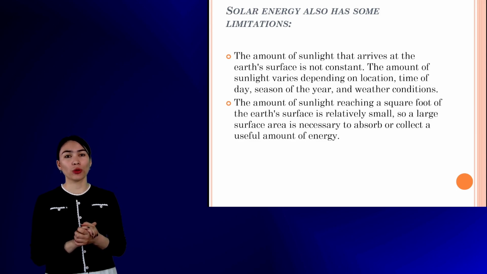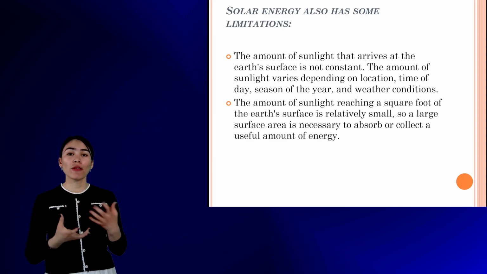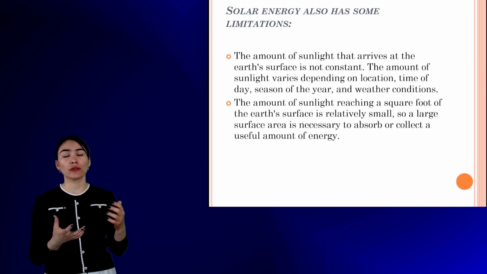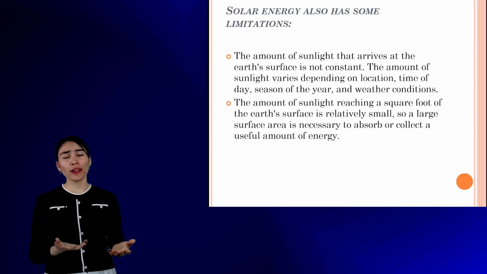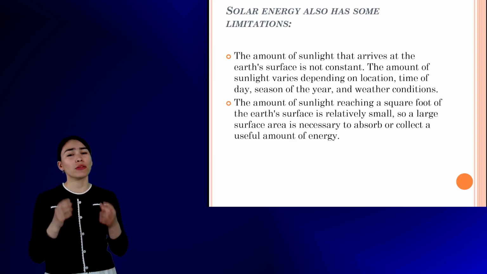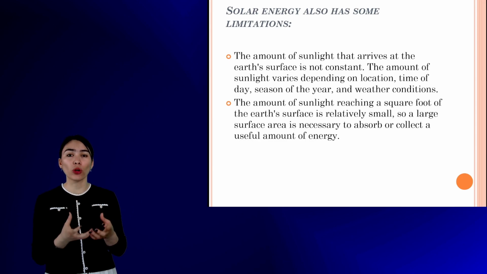Solar energy also has some limitations. The first limitation, of course, is that the amount of sunlight that arrives at the Earth's surface is not constant. That means it can be available only at certain times of the year, certain seasons, or certain periods, or it can also depend on the weather conditions. The second limitation is that the amount of sunlight reaching a square foot of the Earth's surface is relatively small, so a large surface area is necessary to absorb or collect a useful amount of energy.